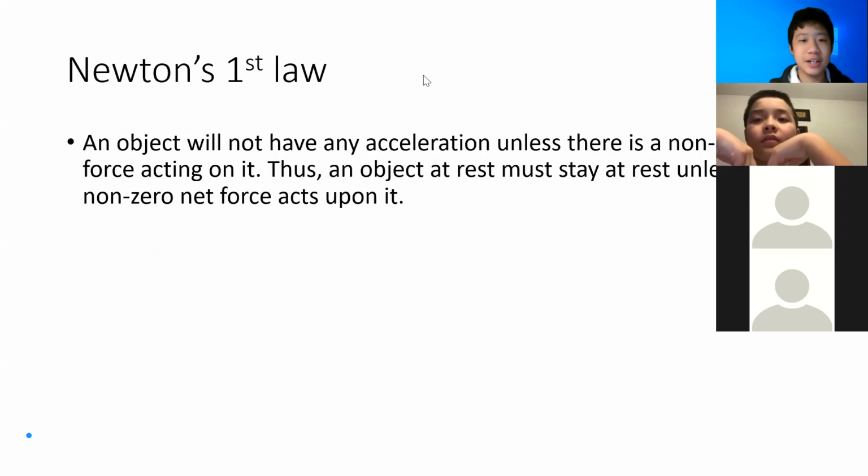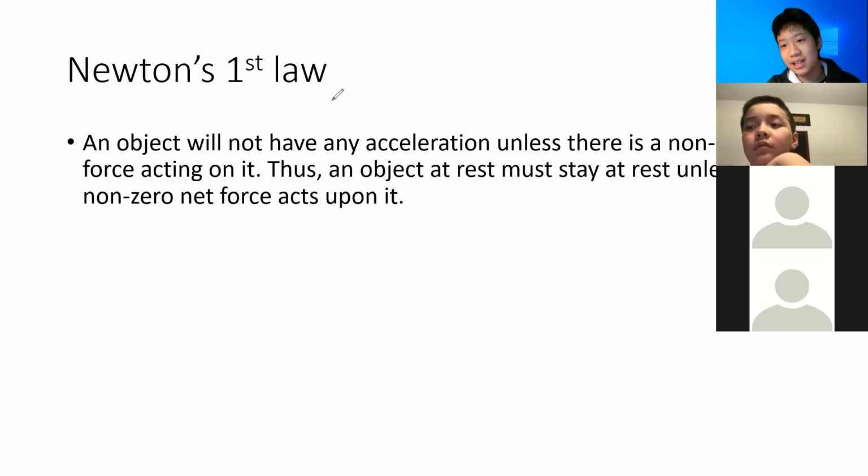So, Newton's first law, I'm sure a lot of you know this one already, and this is the simplest of the 3 laws. The law basically says an object will not have any acceleration unless there's a non-zero force acting on it. Therefore, an object at rest must stay at rest unless a net force acts upon it. I kind of wrote this one more complicated than how you would teach in school. This one basically says that you need force to have acceleration.